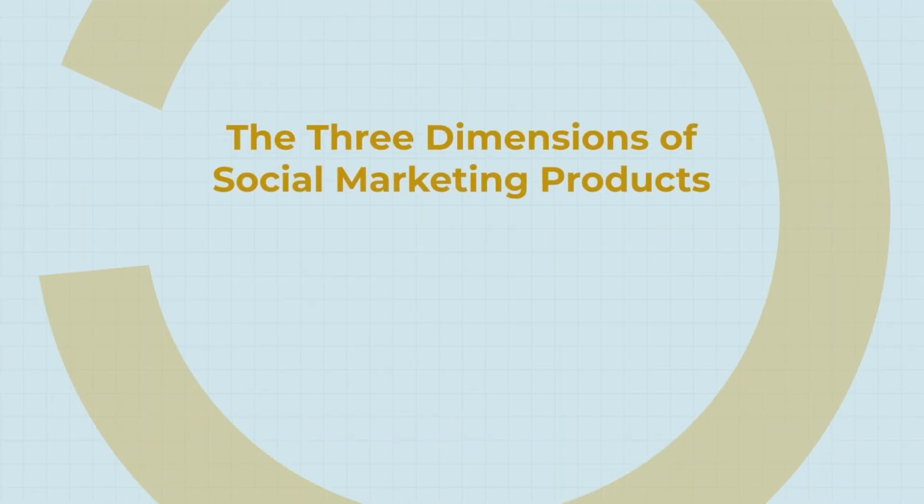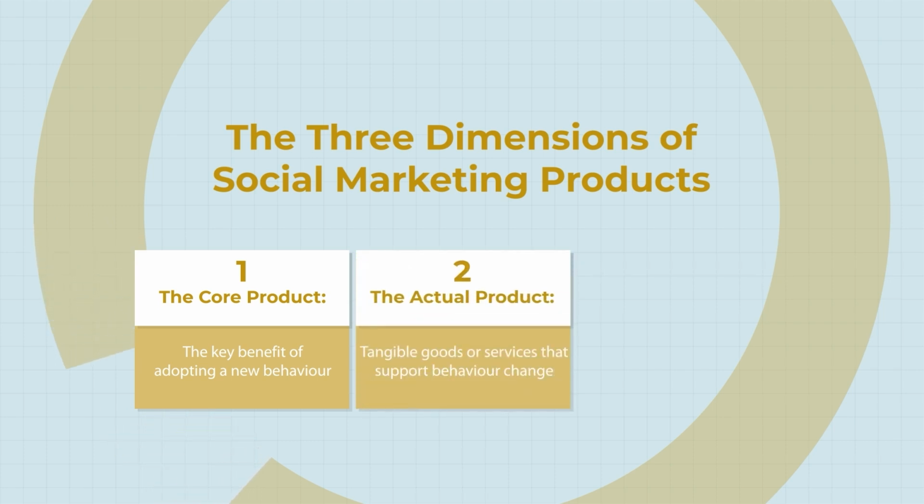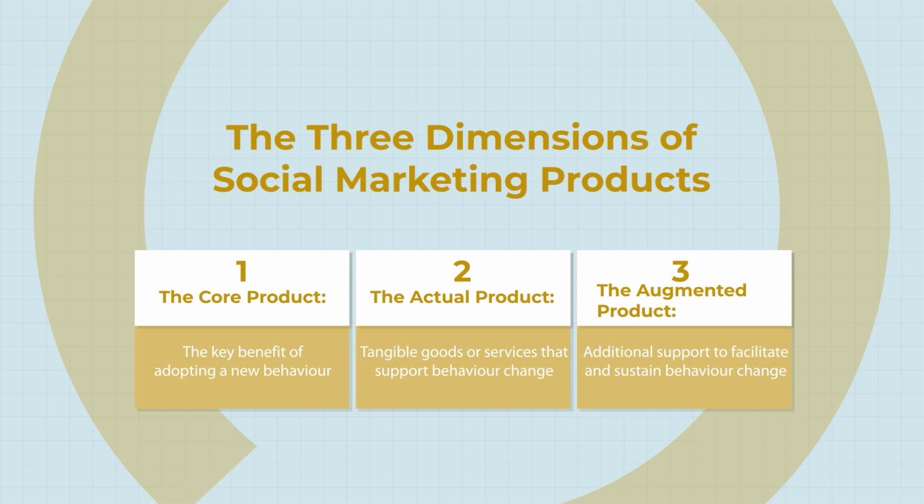Social marketing products come in 3 dimensions. 1. The core product. This is the benefit your audience gets from adopting the behavior. 2. The actual product. These are the tangible goods or services that enable the behavior. 3. The augmented product. This is additional support that makes the behavior easier to adopt and maintain. Let's break these down further.